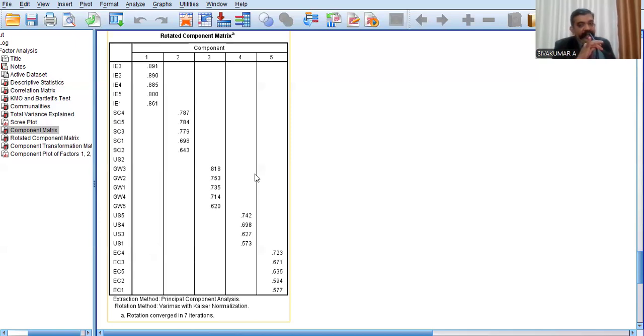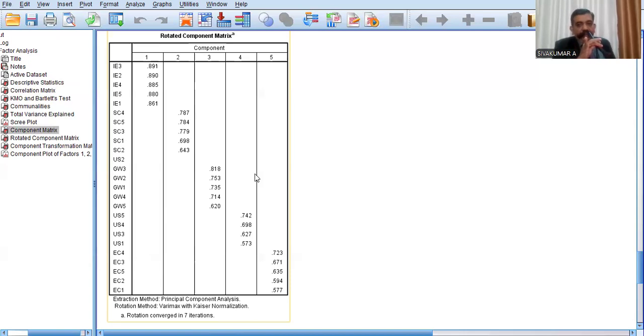The last one, EC4, EC3, EC5, EC2, EC1 are related with the construct, factor, component, all are similar in meaning, and are related with the policy of Europe. I may say again, EC variables are related with the construct, a factor, a component named policy of Europe. Okay, this is the interpretation of the EFA.